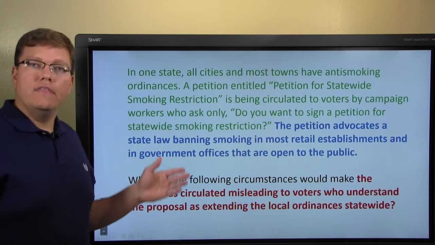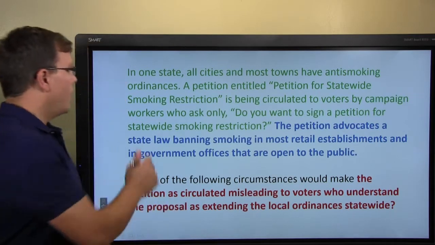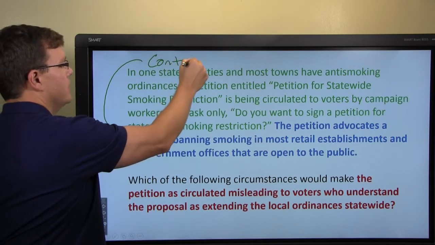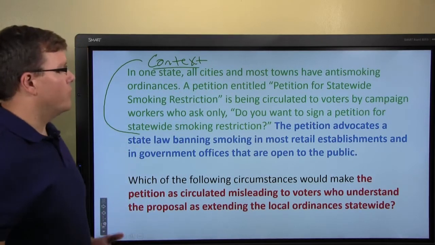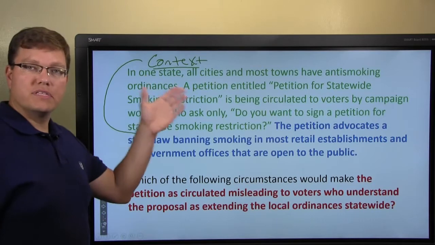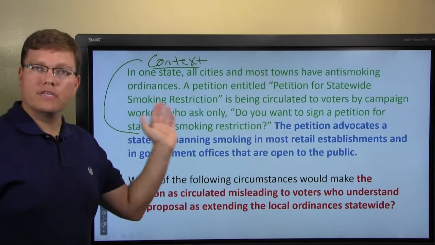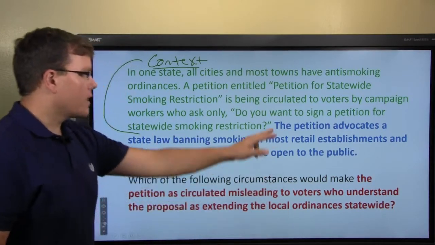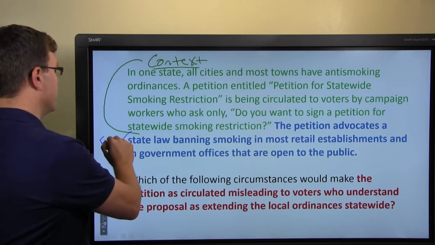So I've broken down this argument for you. You can see that in the green up here, this is what's known as context or background information. So this context right here is just to introduce the topic for you. You can see that we've got the petition for statewide smoking restriction, and they're telling us what the campaign workers are asking. The evidence comes next in the blue right here, and this is the evidence for the argument.